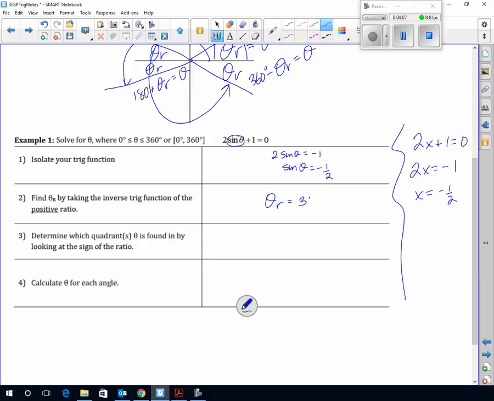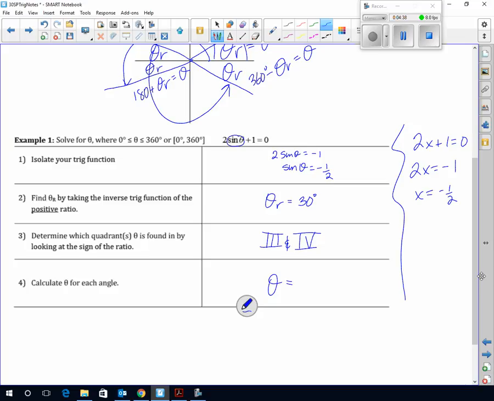Sine is negative here. Do you see that? In which two quadrants is sine negative? 3 and 4, so I'm going to put 3 and 4. Who can tell me which related angles are in quadrants 3 and 4 in reference to a 30-degree reference angle? 210 and 330 degrees. Very good. Does everybody see how I got that?